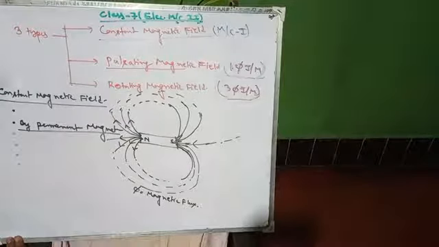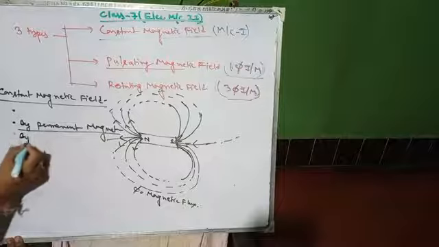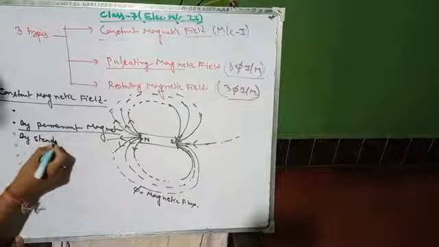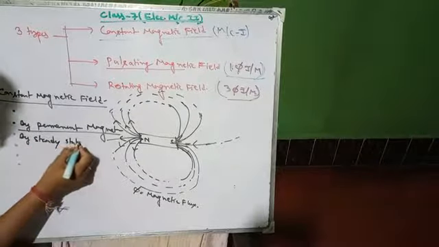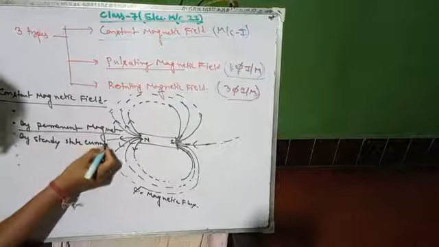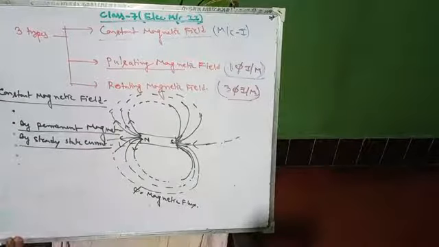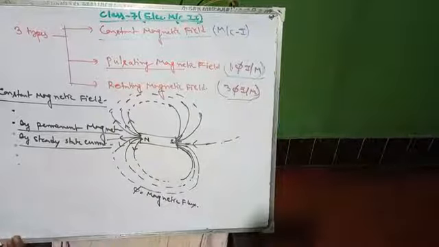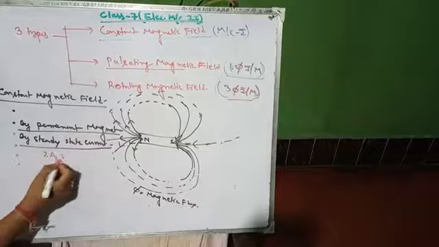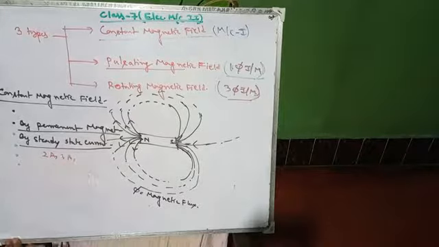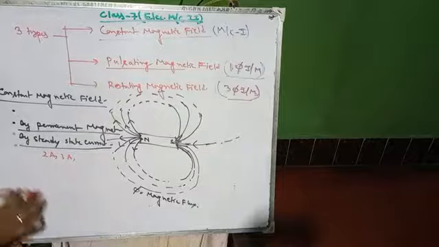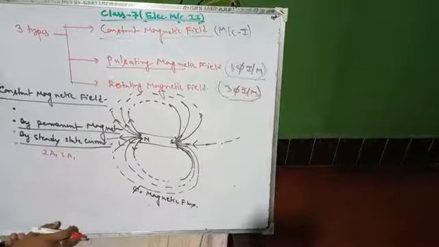And second one, by steady state current. So what is the steady state current? Suppose you are taking a current having constant magnitude, that is, for all time it will be 2 ampere or 3 ampere. This type of current will produce a steady state magnetic field. That is for your DC machine.